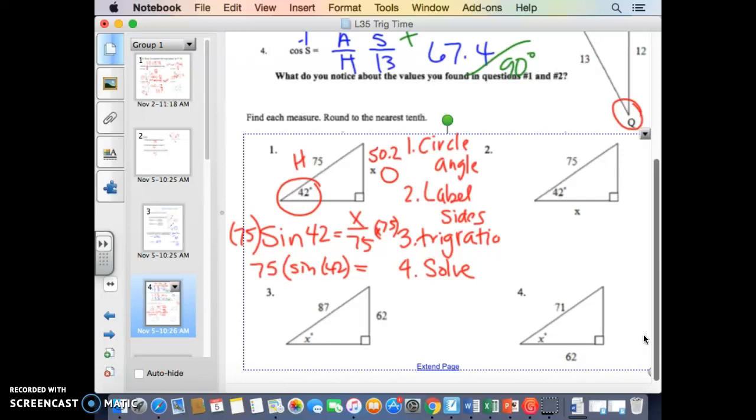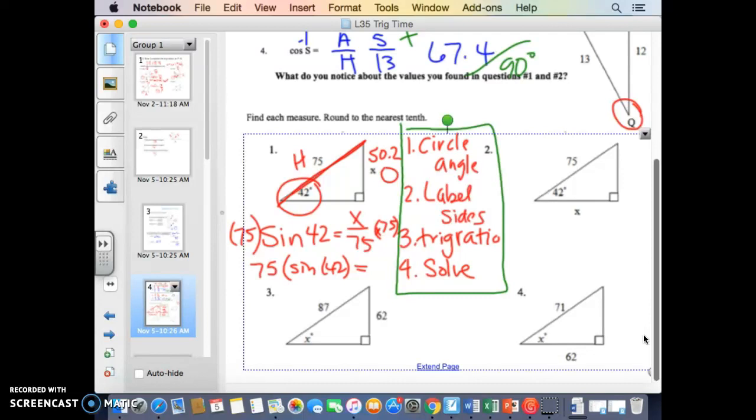Now to check your work to make sure that it's correct, you want to make sure the hypotenuse is always going to be the longest side. So if you got an answer larger than 75, you would have known that you did this incorrectly. Okay? So again, here are your steps. And this is solve for the missing side.